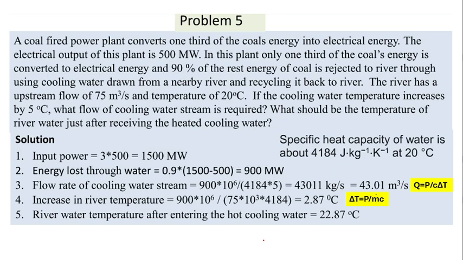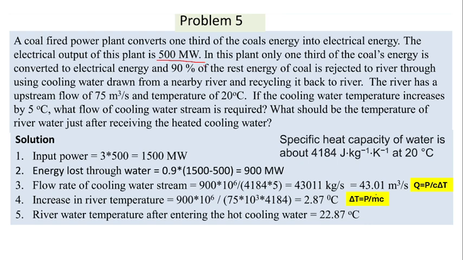Okay, we will move to the next question. This is also another problem from your tutorial. The question is: a coal-fired power plant converts one-third of the coal's energy into electrical energy. The electrical output of this plant is 500 megawatts.